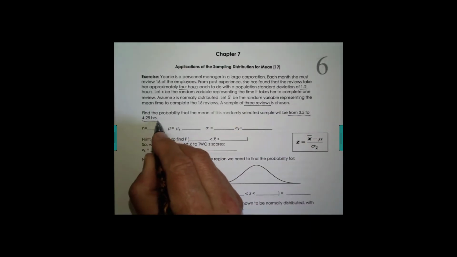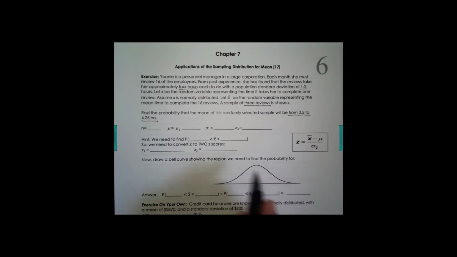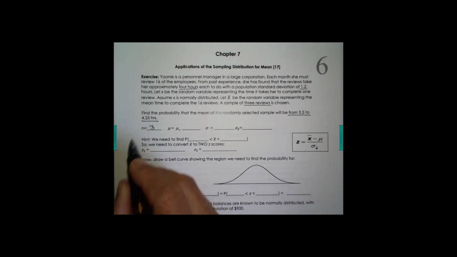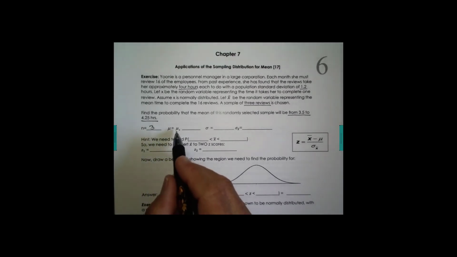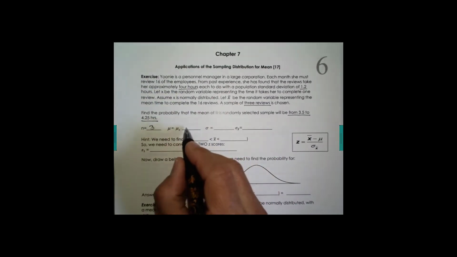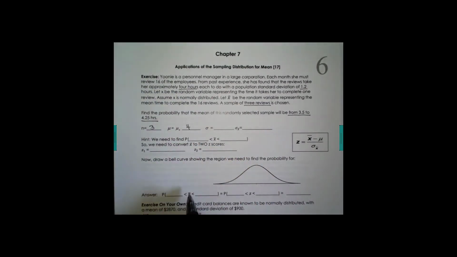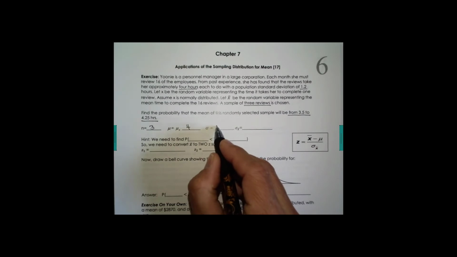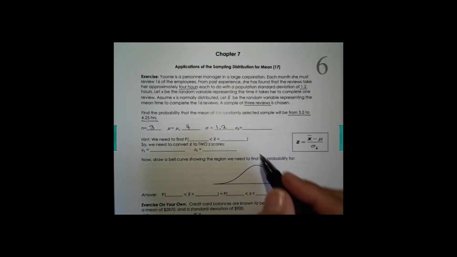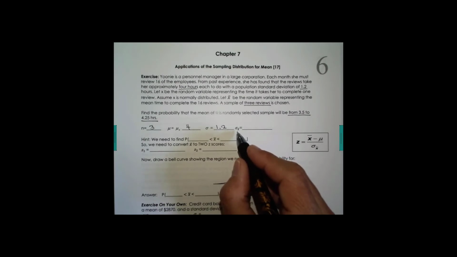So let's write down what we know. What is n? Well, there's our sample size. Small, there's only 3 reviews chosen. What's the mean? Well, the mean is what she has found the reviews to approximately take. So we'll say 4 hours for our mean, and a standard deviation of 1.2. We were even told it's the population standard deviation. We need to do the adjustment because it's a sample that we're dealing with.